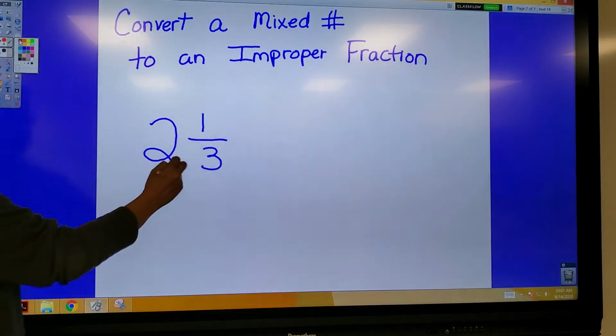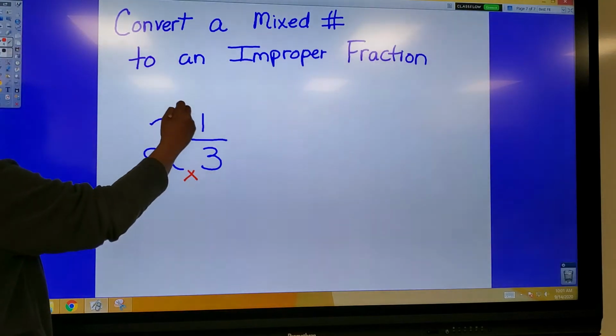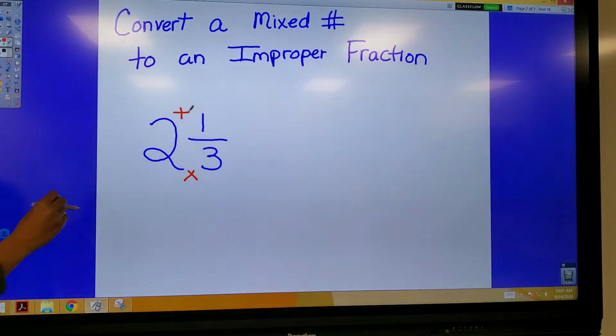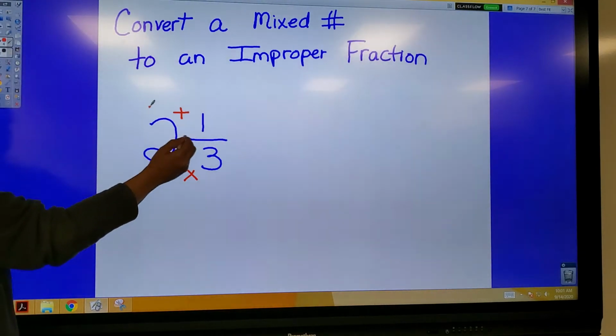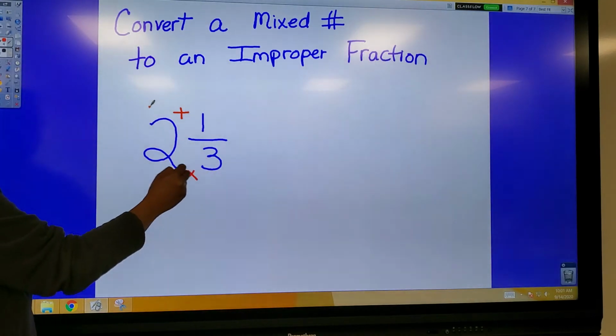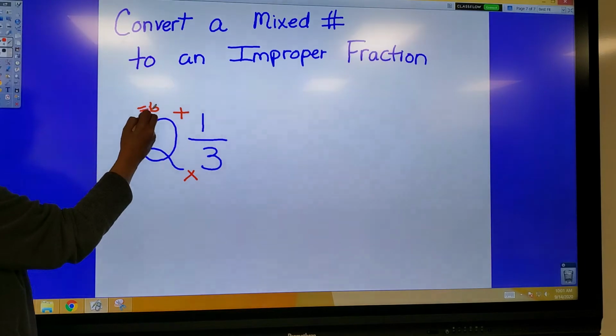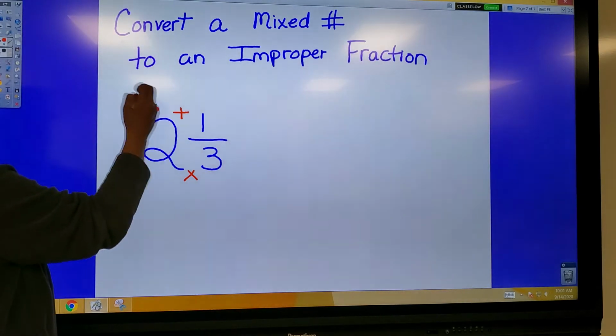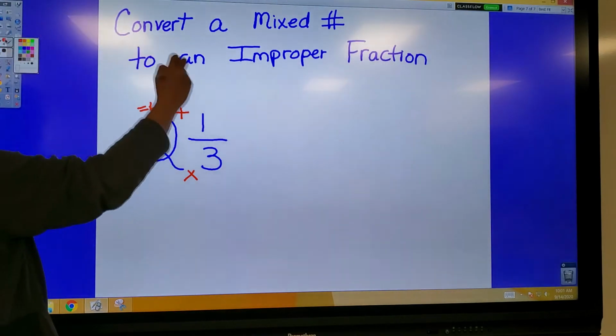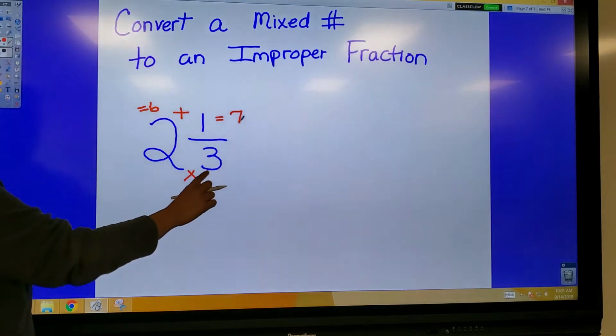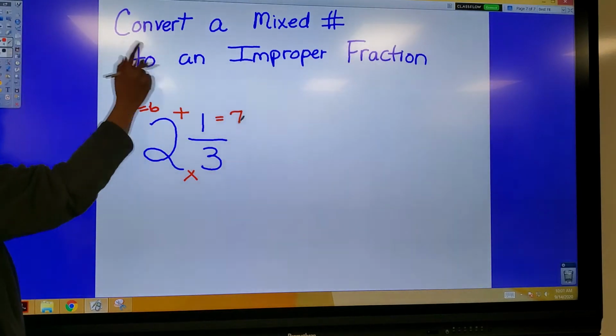Multiply 2 and 3 and add 2 and 1. Good. So you first multiply and then you add. You work in a clockwise motion. So we're gonna do 3 times 2, which equals 6. And then 6 plus 1 is 7, all right? So again, 3 times 2 is 6. 6 plus 1 is 7.